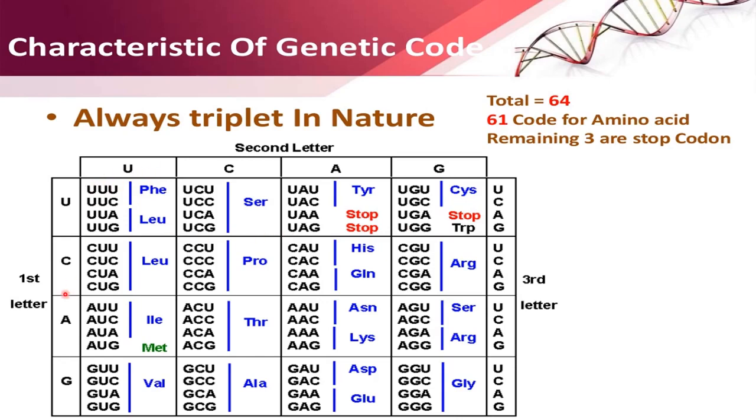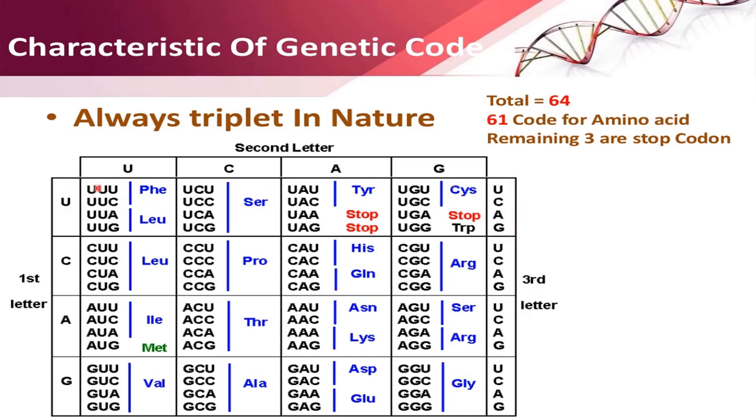Now, how is this checkerboard formed? For the first position, for the first letter, UCAG is written here. In this row you can see all the first positions are occupied by U, meaning uracil. For the second position, the same sequence UCAG is written. And for the third position, for each row, the 4 letters UCAG are written in the same sequence. The only difference is that for each row all 4 bases are written here, because it is deciding the third position of the base.